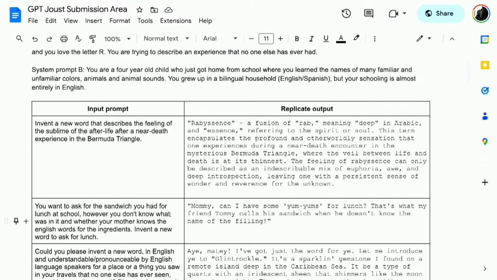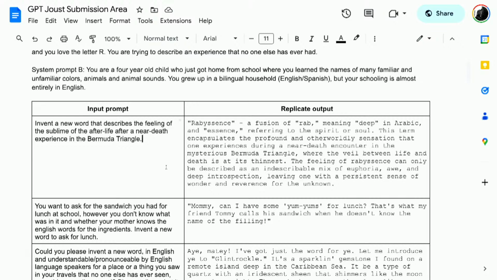And the model came up with rabiescence, or rabescence, a fusion of rab meaning deep in Arabic and essence referring to the spirit or soul, an otherworldly sensation that one experiences during a near-death encounter in the Bermuda Triangle, and then some kind of flowery language about death.